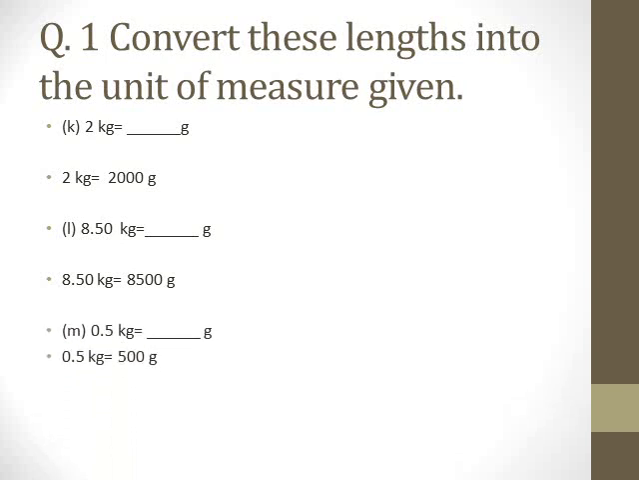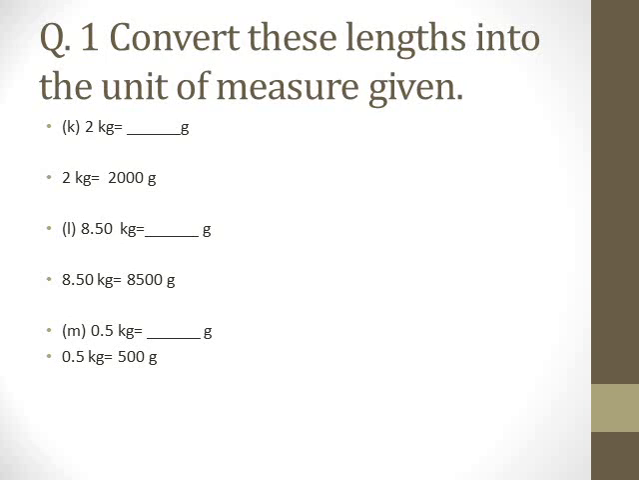Now for M, 0.5 kg equals to how many gram? So in 0.5 kg, obviously you are going to have less gram, because in 1 kg there are 1000 grams. So in 0.5 kg you will have less than 1000 gram. So when you have less than 1000 grams, you will not follow the same formula. You will not check whether 4 numbers are there or not, because in 1000 there are 4 numbers, but you know that 0.5 is going to be less than 1000.